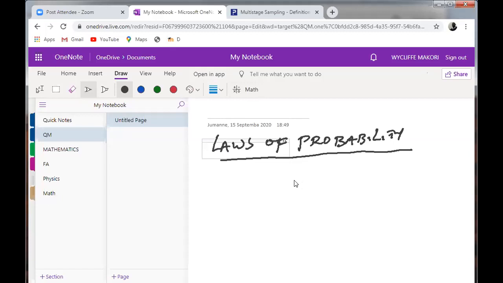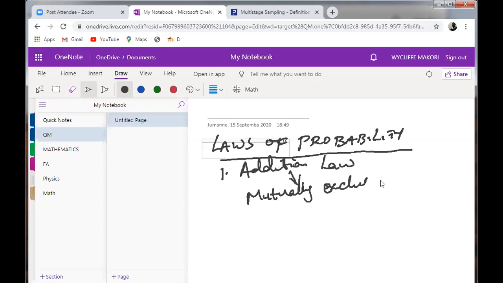The laws of probability, there are actually two. We have got law number one, which is known as the addition law, and number two, we have the multiplication law. But I want us to start with number one, which is the addition law. The addition law normally makes use of what we have called the mutually exclusive events. It is actually applied in the mutually exclusive events.